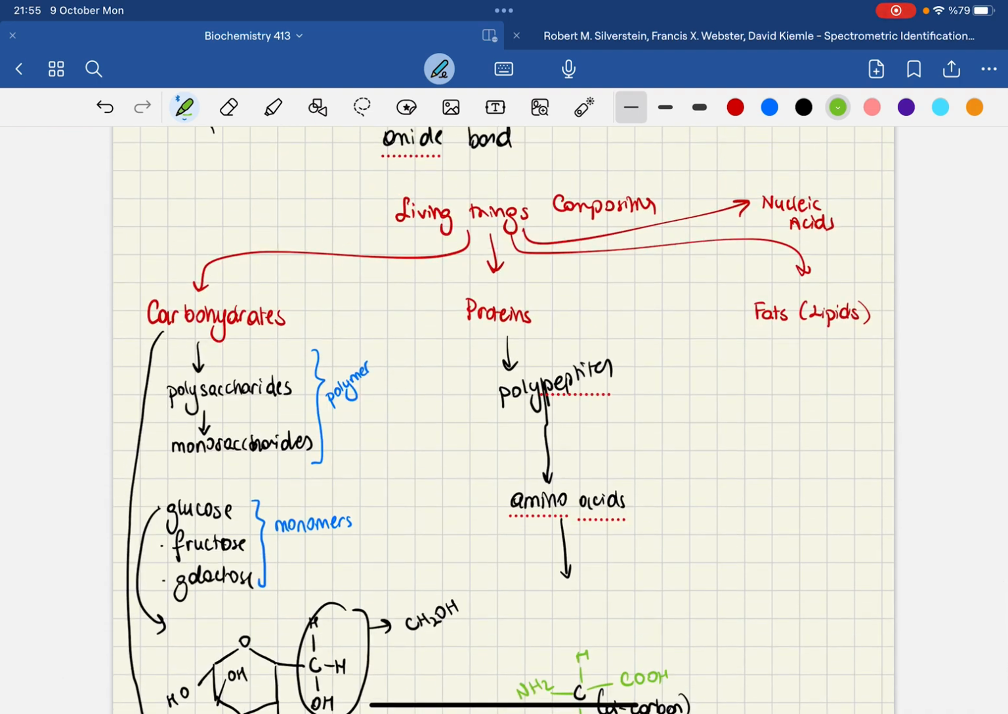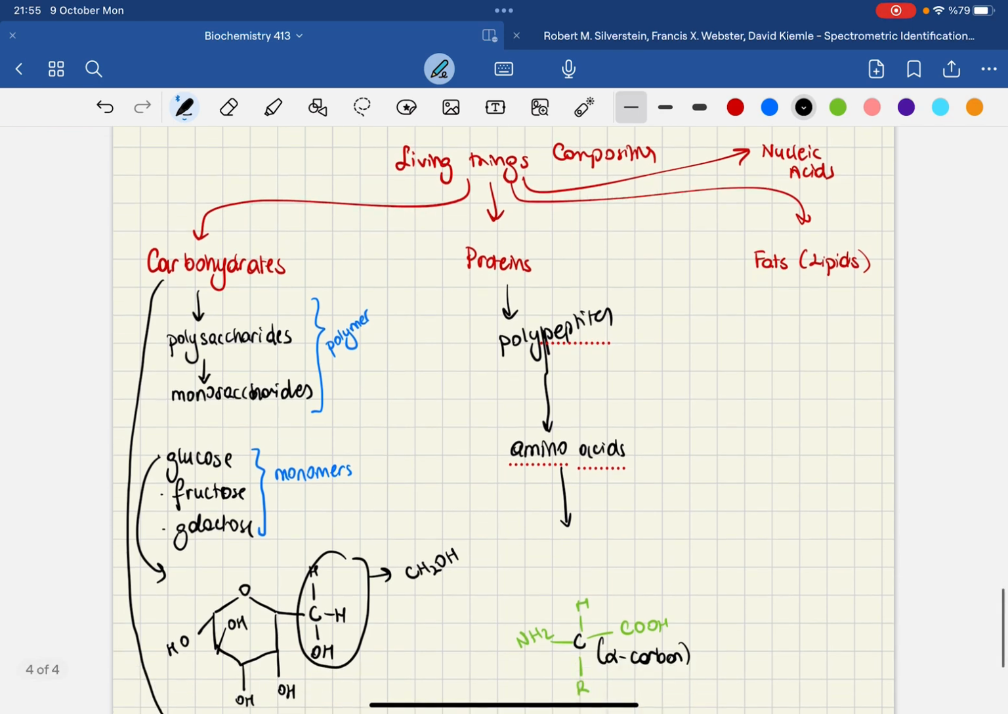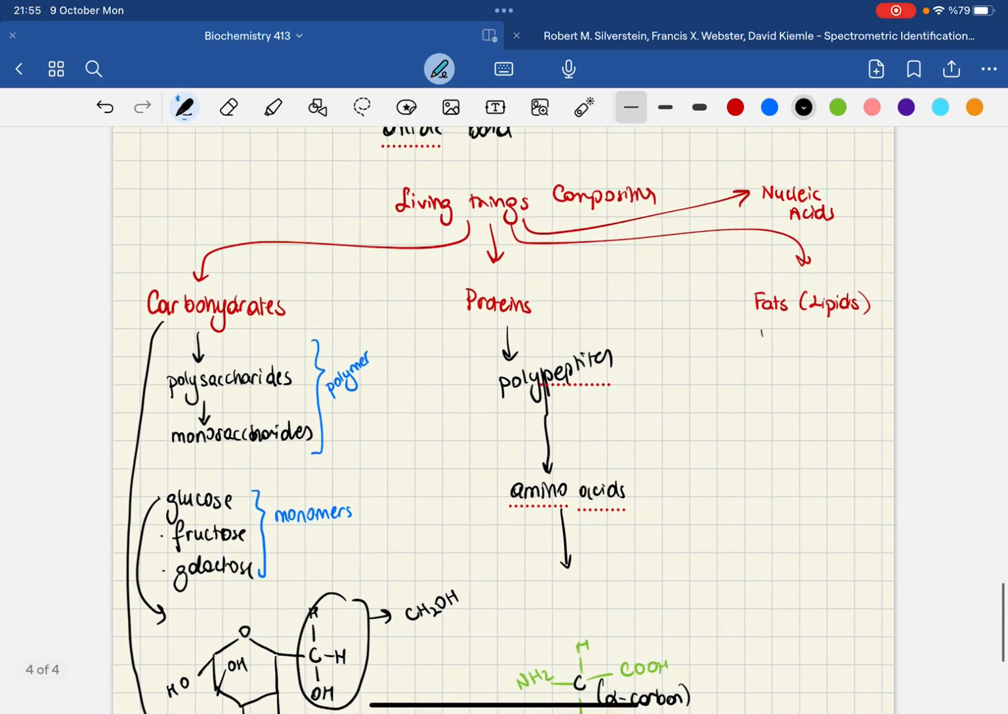Now, let's continue with lipids. They are made of triglycerides. Now, triglycerides are made of glycerol plus free fatty acid.